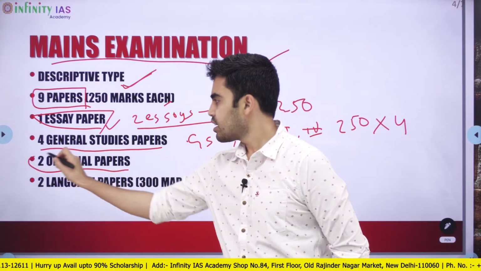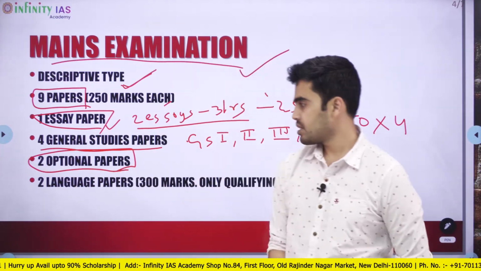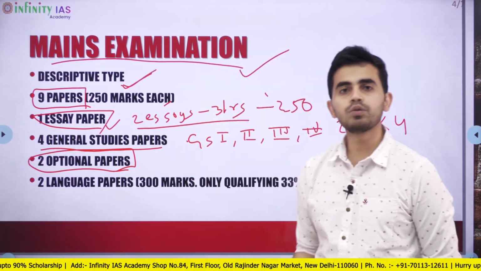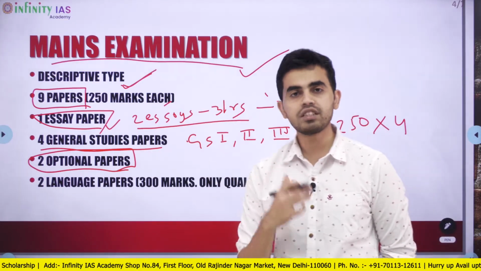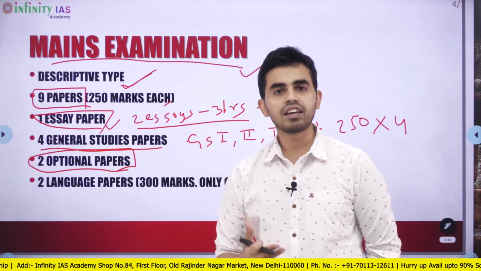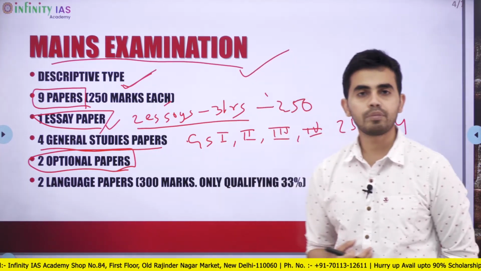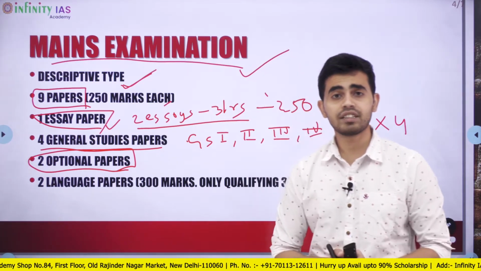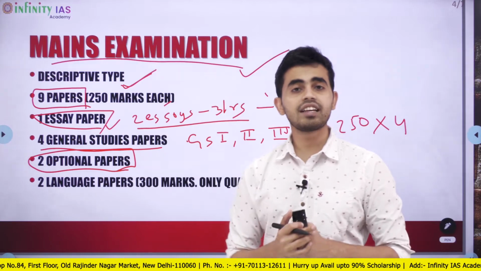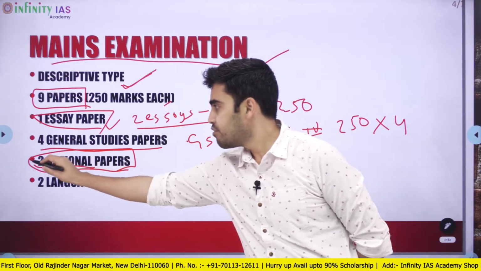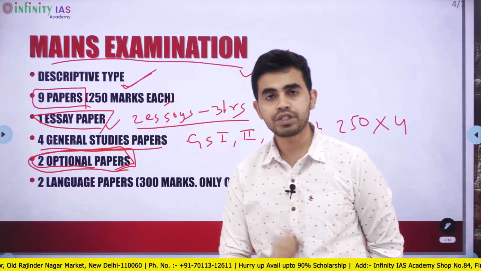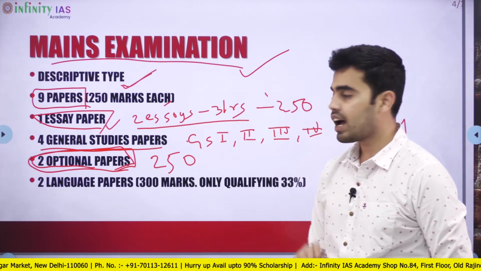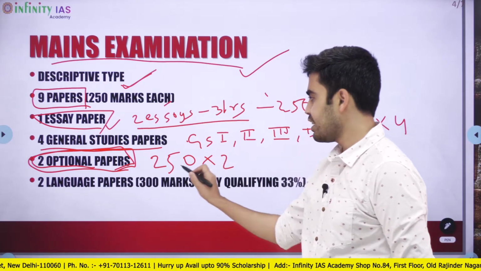Then there are 2 optional papers. Optional subjects are those subjects that every student has to choose from the list that is given in the UPSC notification. It can be anything that you choose. For example, it can be anthropology, political science, public administration, or even technical subjects like engineering, mathematics, medical science, etc. Whatever optional we choose, we will have to write 2 optional papers. That is 250 marks each for 3 hours. So that is 250 into 2.